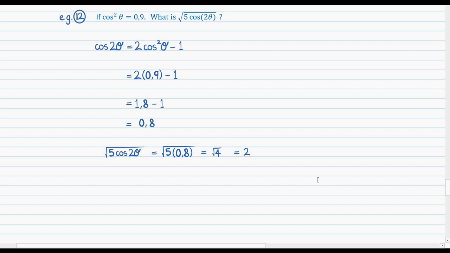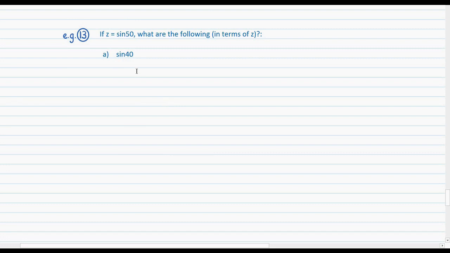So there's two more examples under this section, the first of which is example 13. If z equals sine 50, what are the following in terms of z? First we have sine 40.